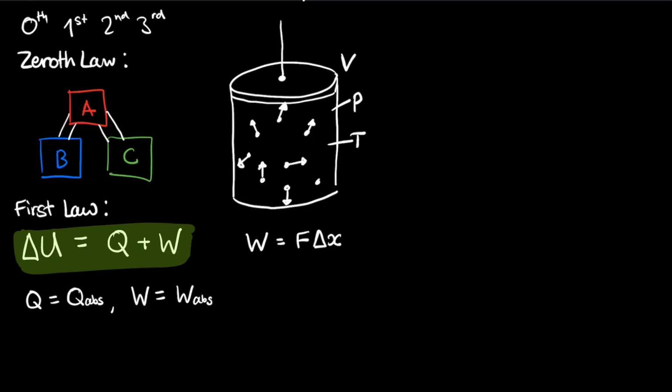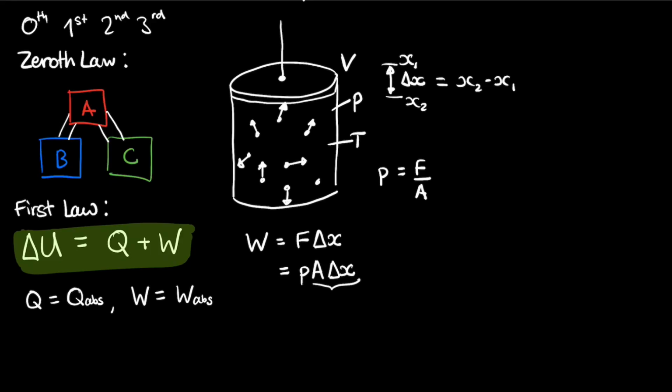So let's say you move this plunger down a distance of delta x. Delta x is the change in the position: this is x2, this is x1, and delta x is x2 minus x1. But what is actually doing this work? The pressure of the gas is what's doing the work. And what is pressure? Pressure is simply force divided by area. So we can substitute in this formula that the force is the pressure multiplied by the area. So the work is P times A times delta x. But what is this quantity, A delta x?